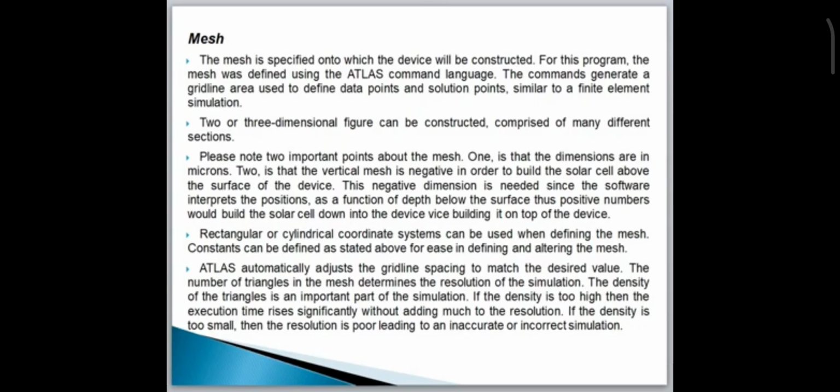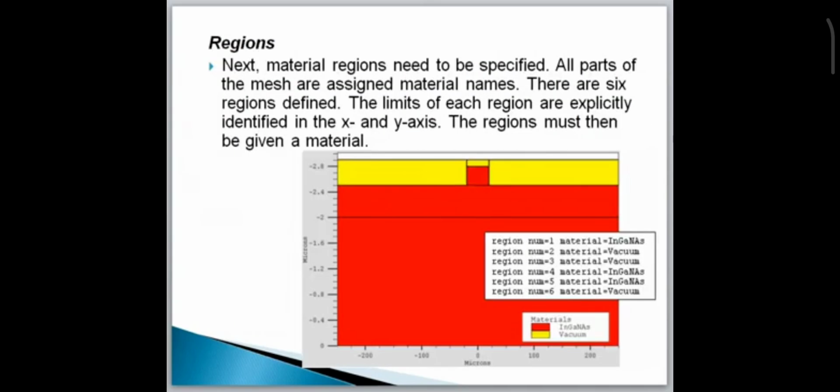One point here is to note that the vertical meshing is negative in order to build the solar cell above the surface of the device. You can note down in the meshing in the code that the vertical meshing is a negative value. After defining the mesh, you have to define the region.